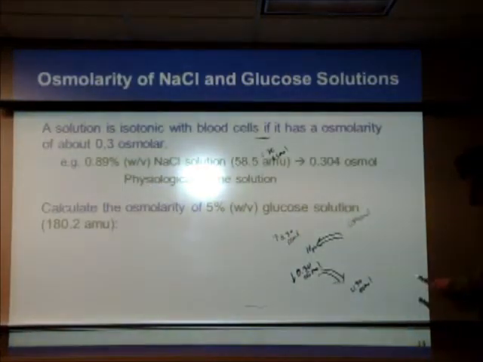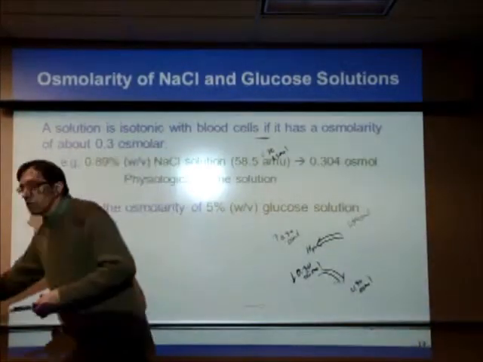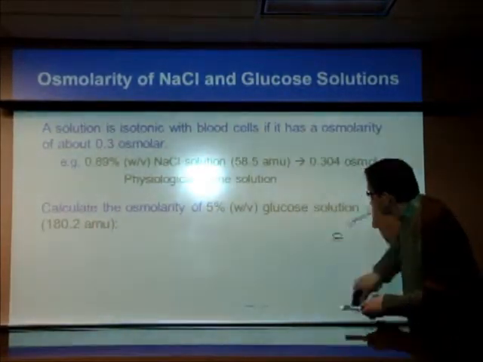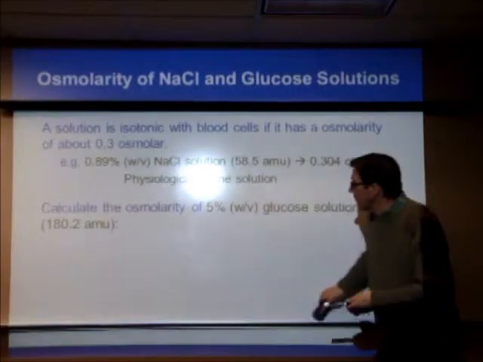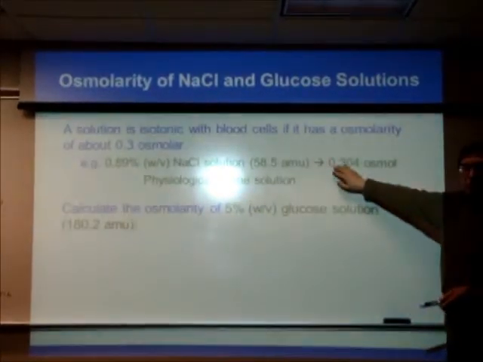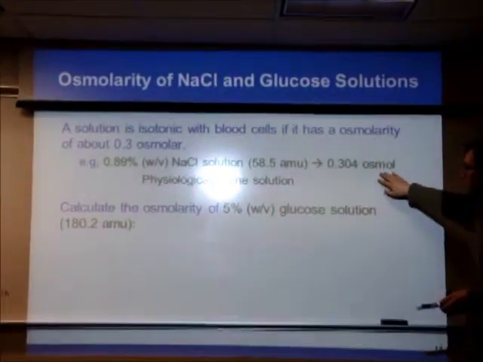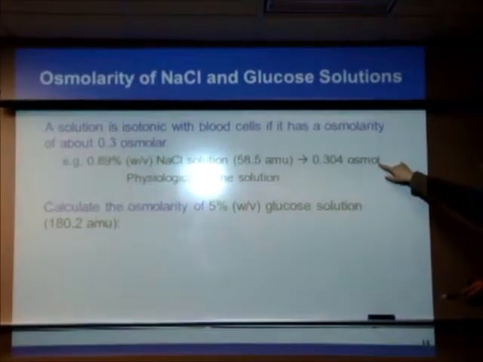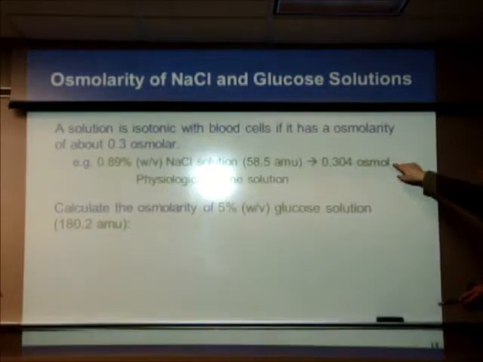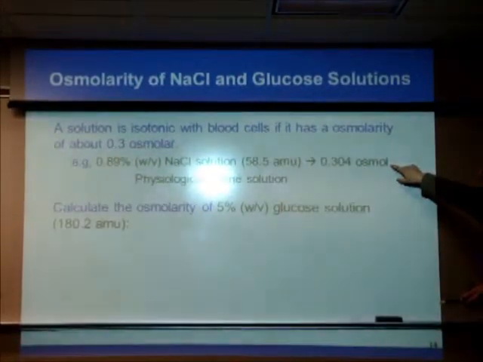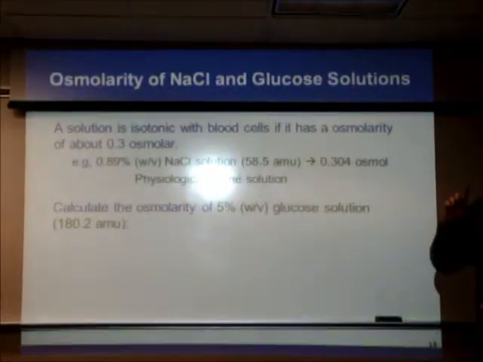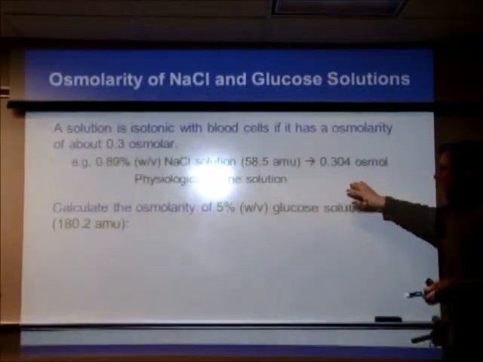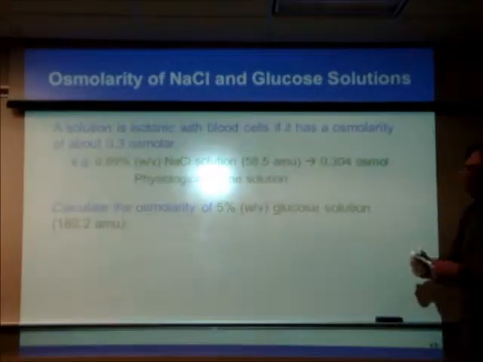All right, so now we've seen an example of this with cells. I'm going to show you another problem here. One thing that happens in the hospital is we have saline solution, physiologic saline solution. And we saw that it has 0.304 osmolar, so it's close to the osmolarity of blood. Now I'm going to have you pause here and try to calculate the osmolarity of a 5% glucose solution.